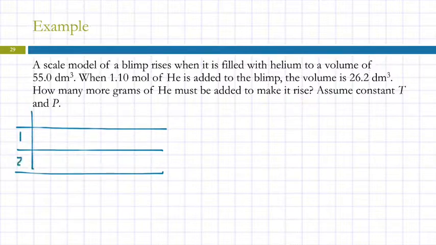So we've got 1 and 2, and the first number is 55 cubic decimeters. So we know that's a volume for a couple of reasons. One is that it says it's a volume.